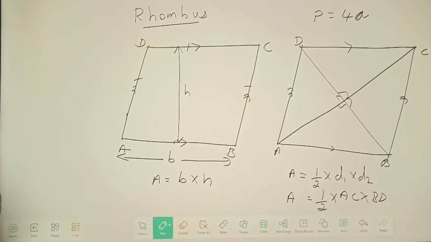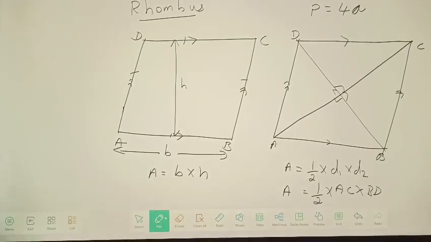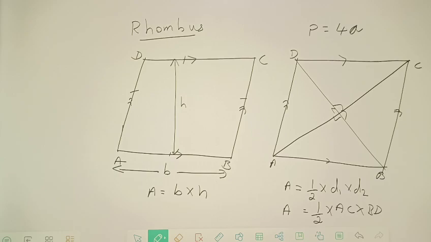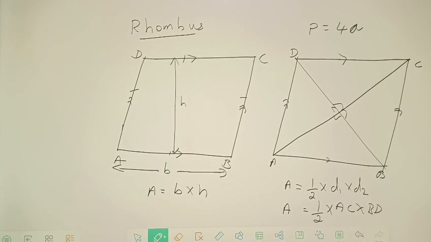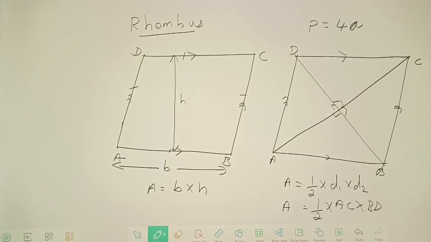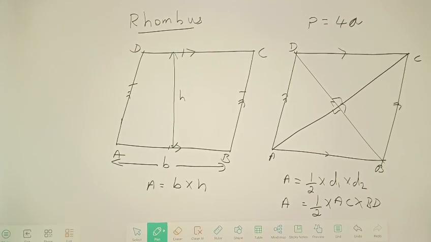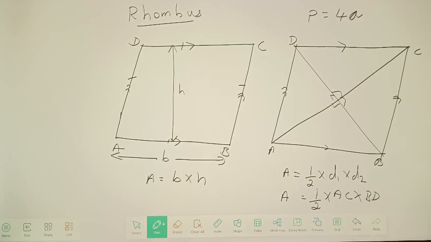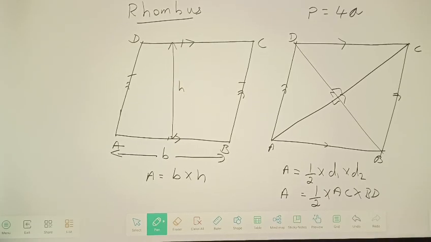Now the next figure is rhombus. The rhombus is also a parallelogram whose all sides are equal. So you can see on the left side one rhombus ABCD whose all sides are equal: AB equal to BC equal to CD equal to AD. And its formula can also be the same as the area of parallelogram, that is area equal to base into height, since it is a parallelogram.